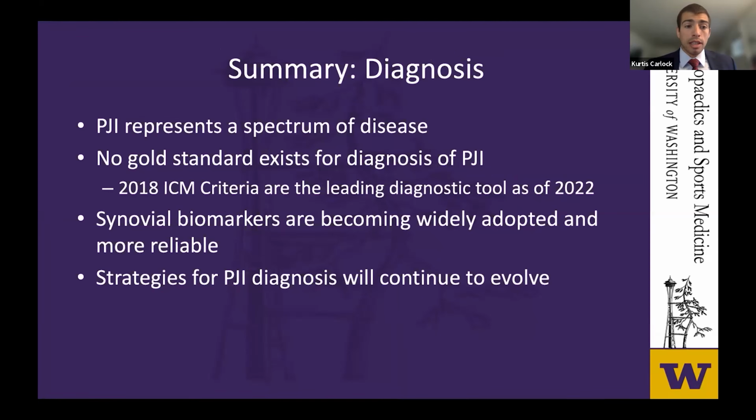So in summary, regarding diagnosis, prosthetic joint infection is sometimes a very easy diagnosis to make, but oftentimes it's very difficult. This difficulty in making a diagnosis is complicated by the fact that we have yet to develop a true gold standard test for the diagnosis of PJI. Currently, our 2018 criteria are a leading diagnostic tool, but we will undoubtedly continue to see our approach to diagnosis evolve over time as new tests are developed, as we continue to refine the current tests that we're already using.